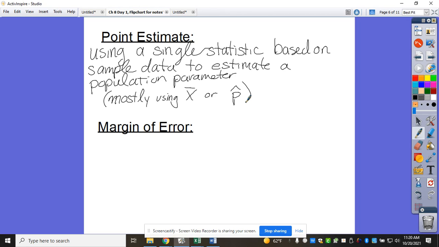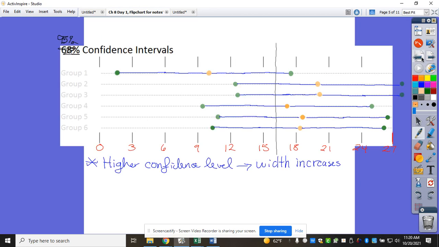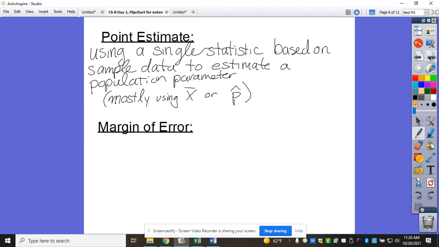All right, margin of error. I have not brought that up yet. But what on here do you think is talking about a margin of error? The width, right? So which color is best describing the width? The blue. So your margin of error, which is written very vaguely here, shows how accurate we believe our estimate is.